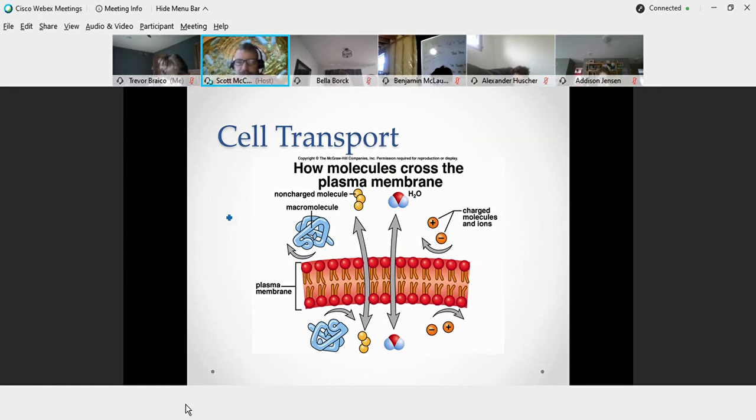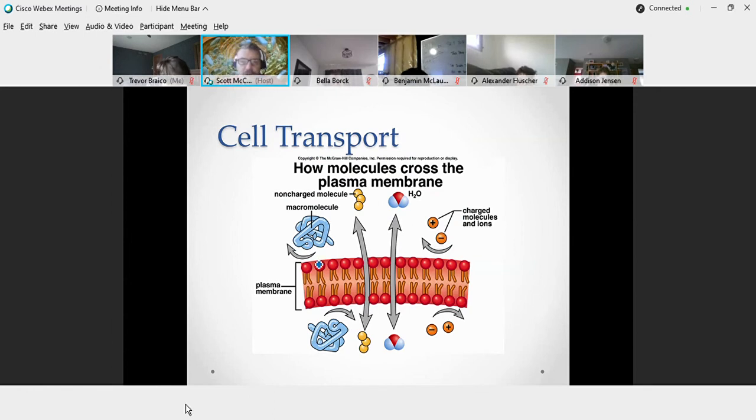Okay, so for an example, water is a small molecule. Water can move back and forth across the membrane freely. Let's say this is oxygen. Oxygen is uncharged. It's O2. It doesn't have a plus or a negative. It can move easily back and forth across the membrane. CO2 is small. CO2 could also move back and forth across the membrane.